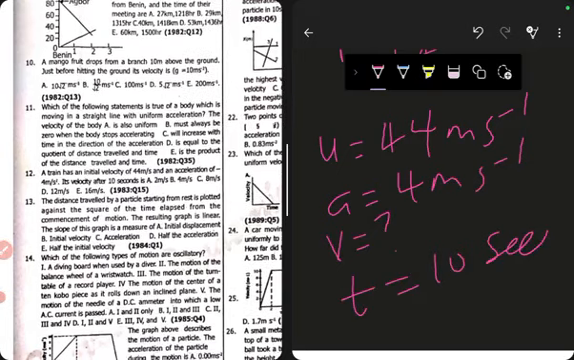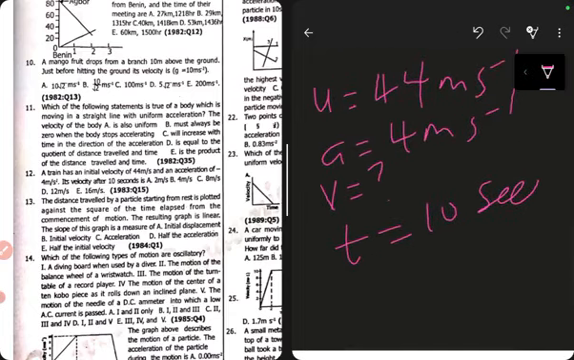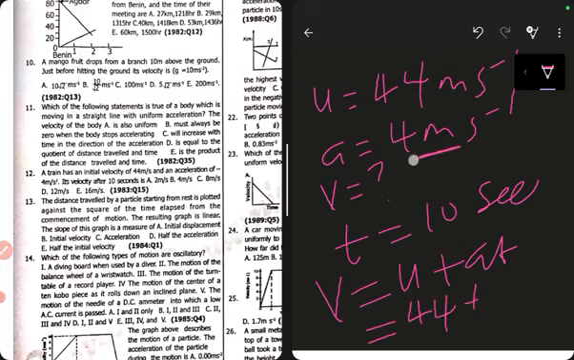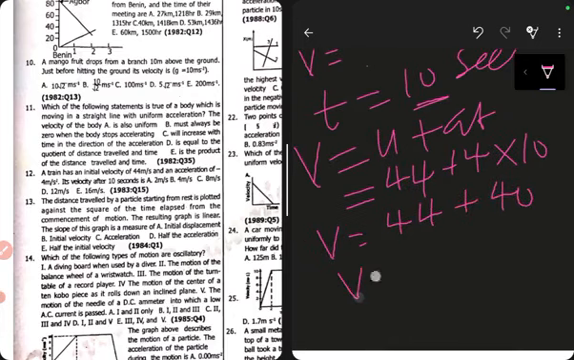Super, super easy. In fact, you can pause the video now and try it on your own. Now I'm going to be solving. So the equation is V is equal to U plus AT. V, I do not know. U is 44 plus A is 4 times T, which is 10. So that will now be velocity is 44 plus 40. So velocity is equal to 44 plus 40, which is 84 meters per second.